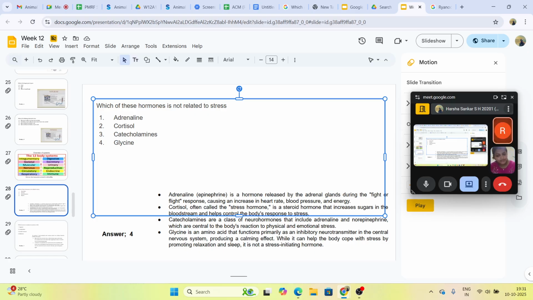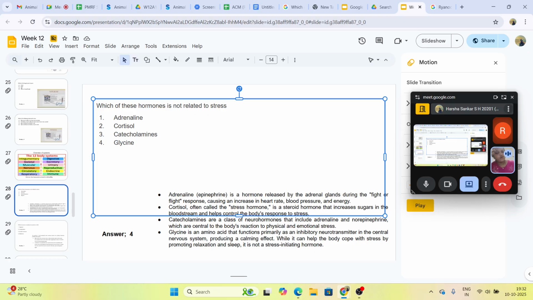Catecholamine, yes. Glycine is the right answer. Glycine is just an amino acid that does not have anything to do with stress. All the other three are released during stress.